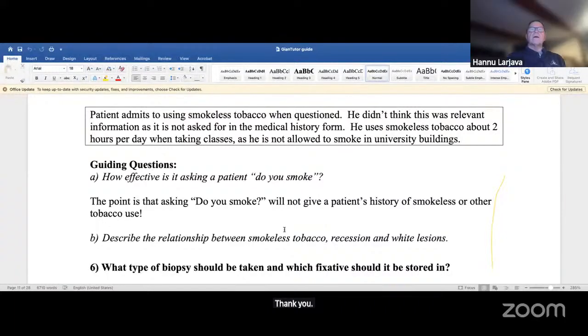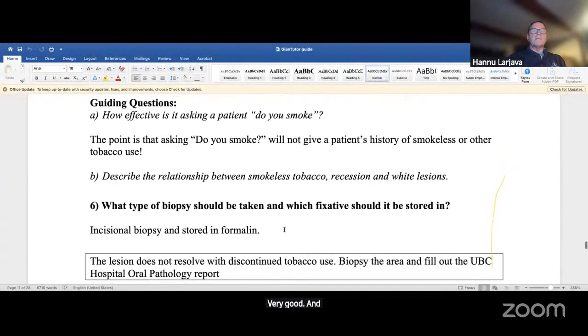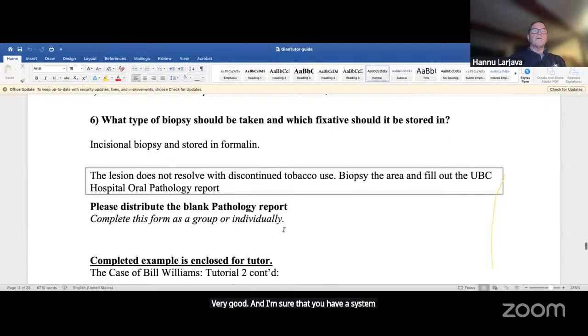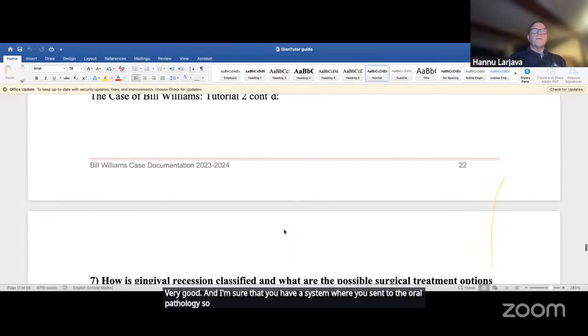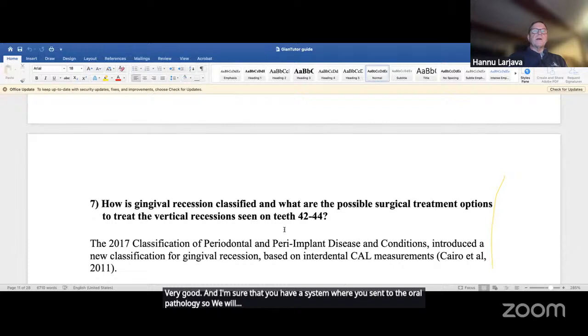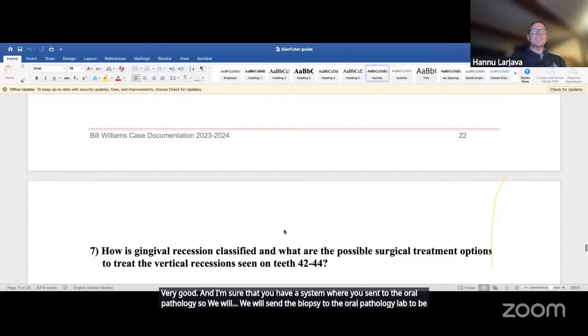Very good. And I'm sure that you have a system where you send it to oral pathology. So we will send the biopsy to the oral pathology lab to be assessed.